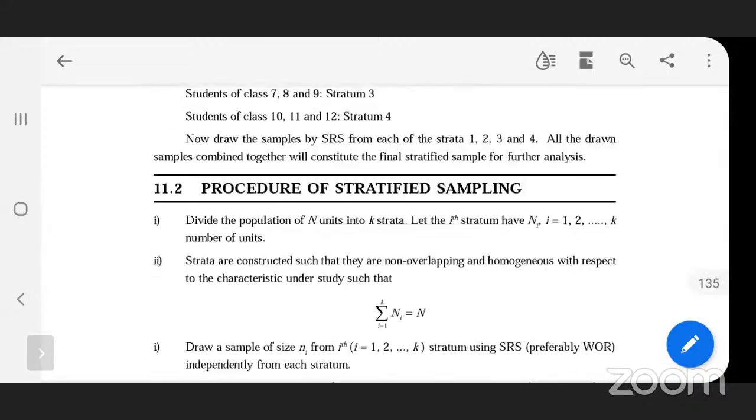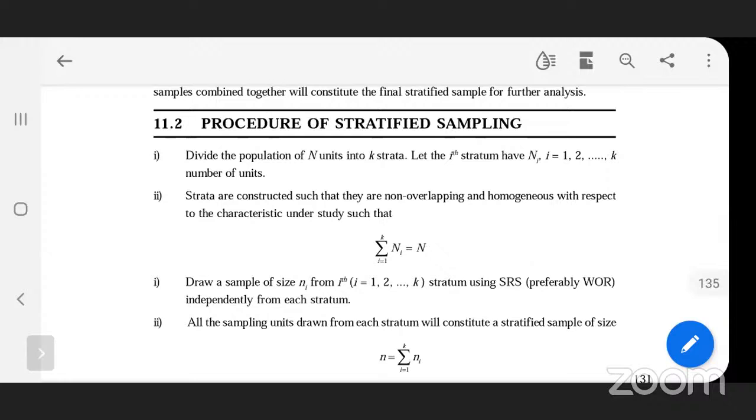Now, if we discuss the procedure of stratified sampling, the population has total size capital N. That number of units we divide into K strata, K groups. In the K groups, the ith stratum has Ni elements, up to K. It means the small groups, the strata, are the K groups we divide into.